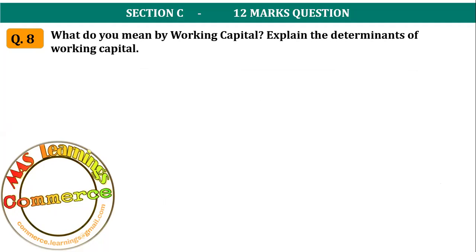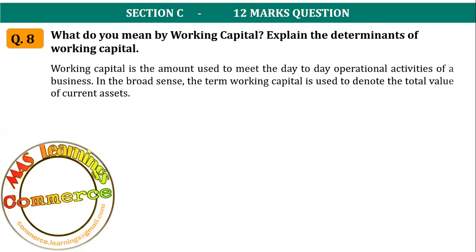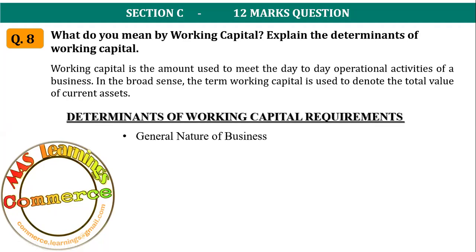Next question. What do you mean by working capital? Explain the determinants of working capital. Working capital is the amount to be used in the day-to-day operating activity of a business. In another way, you can say the total value of current assets is also known as working capital. Determinants: if you want to select working capital, what are the things you have to consider?